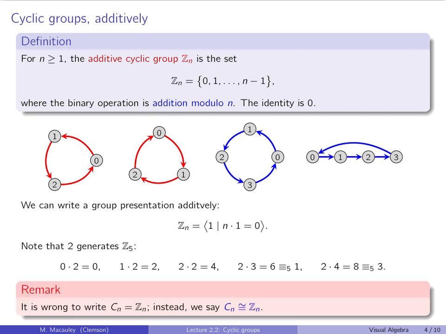It's important to emphasize that even though these are isomorphic groups, Cn and Zn are not equal. We should never write Cn equals Zn. Zn is a set of numbers. Cn is a set of powers of r for some abstract symbol. We can say that Cn and Zn are isomorphic.